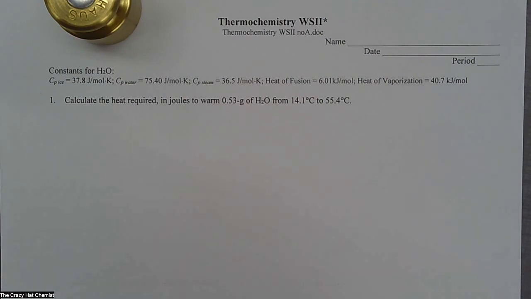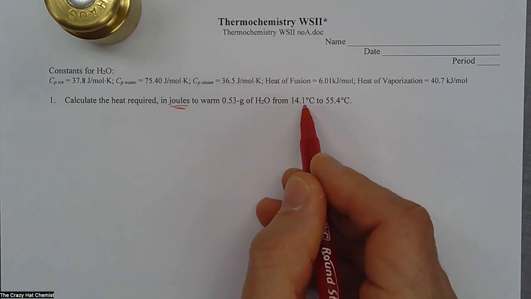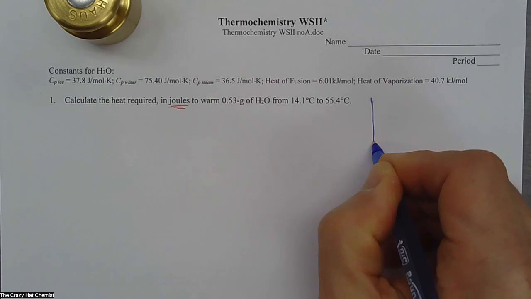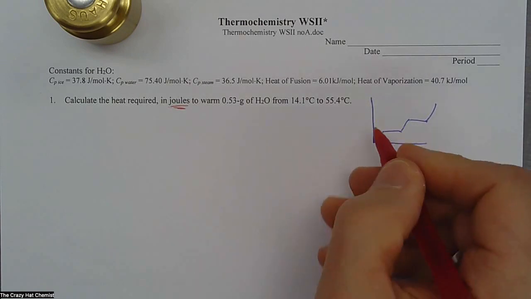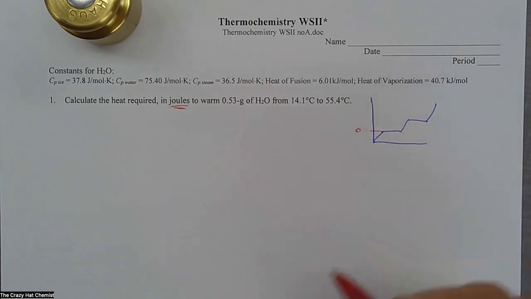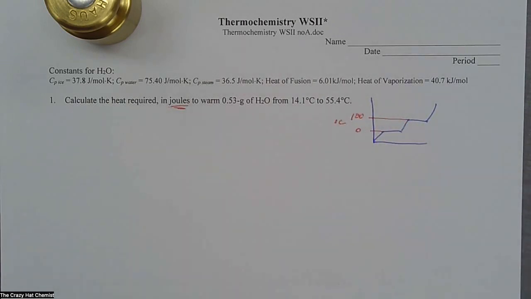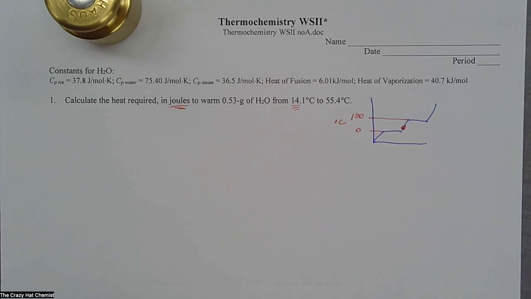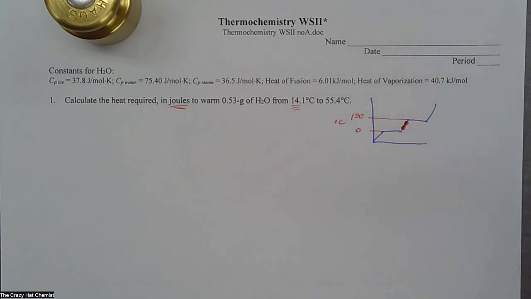Awesome. All right, so we're going to calculate the heat required in joules to warm 0.53 grams of water from 14.1 degrees Celsius to 55.4 degrees Celsius. So what I highly recommend doing is making a generic graph. Here's our generic graph, and what defines this graph is the melting and freezing point and the boiling point. This is in degrees Celsius here. And I'm going to put on here my lowest temperature, right here at 14.1, and my highest temperature, right here at 55.4. I'm just going to do this section in between.